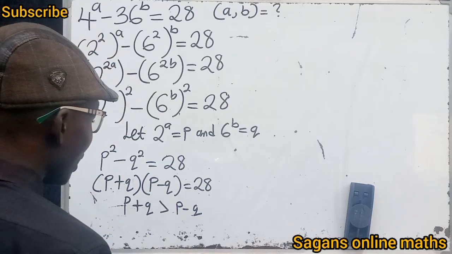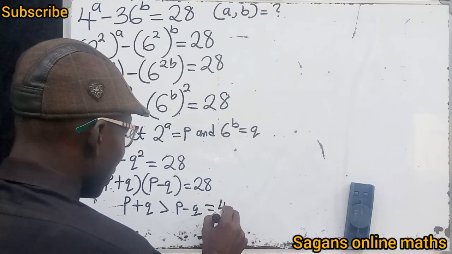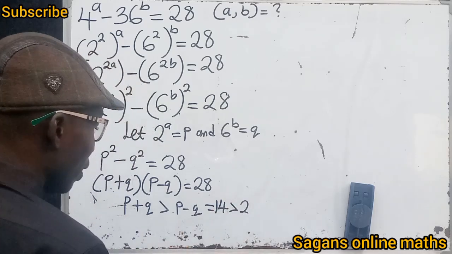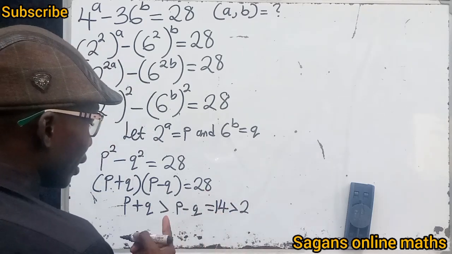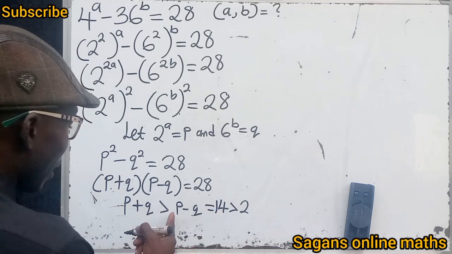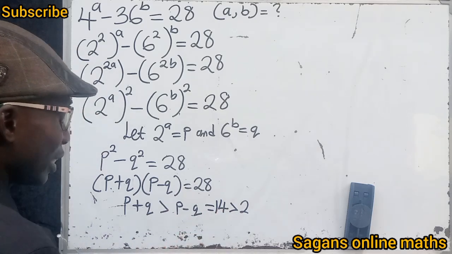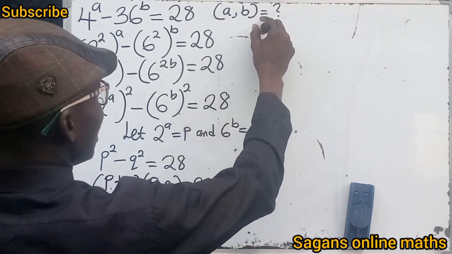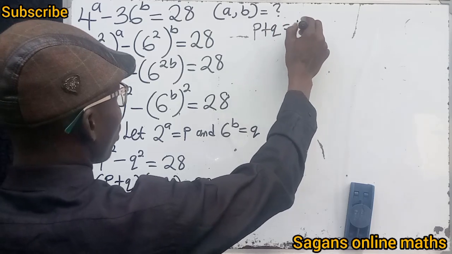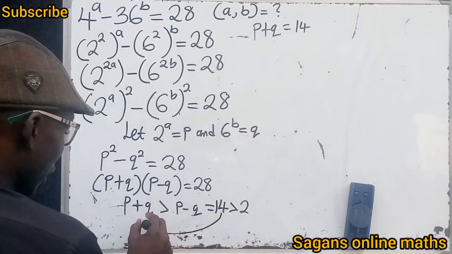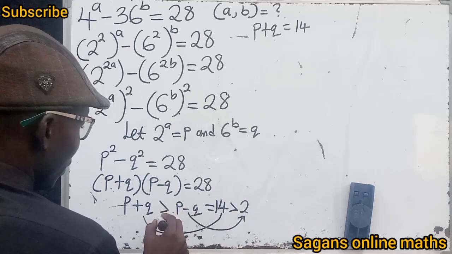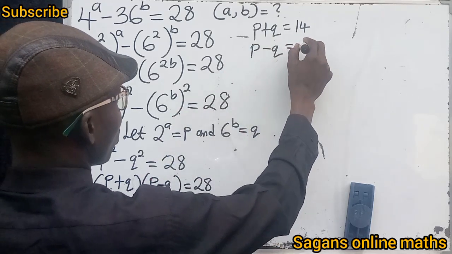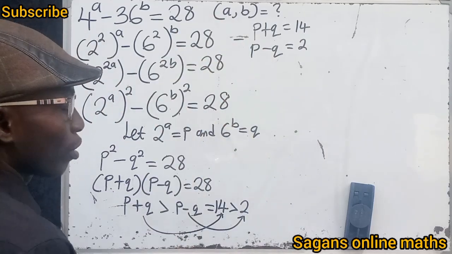Now that means 14 will be greater than 2, because I know that 14 times 2 gives me 28. That means if p plus q is greater than p minus q, then 14 is greater than 2. And this is interesting. Now I can equate it into a simultaneous equation. That means p plus q is equal to 14. You can see it from here, you can also see it from here. Very interesting. And again, p minus q is equal to 2.